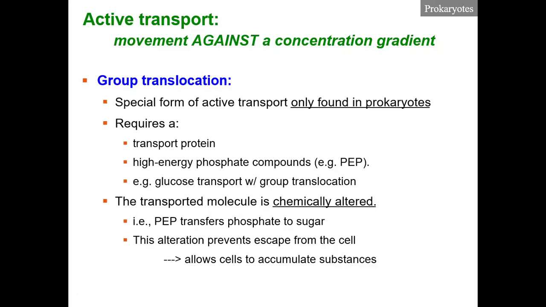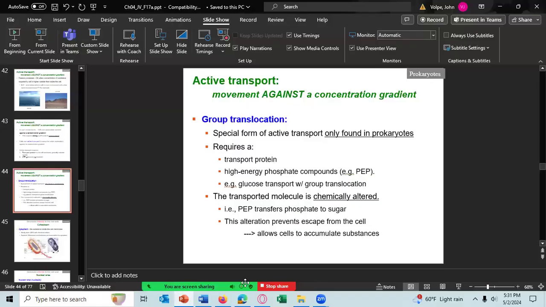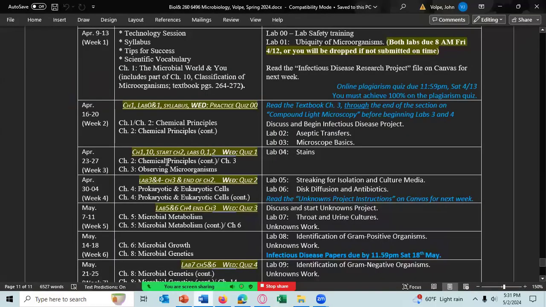It's thought that the alteration of glucose helps prevent the escape of the glucose from the cell, and also it allows the concentration of glucose inside the cell to be lower than it would be if the glucose was only moved by active transport. Let me try and explain that a little better.